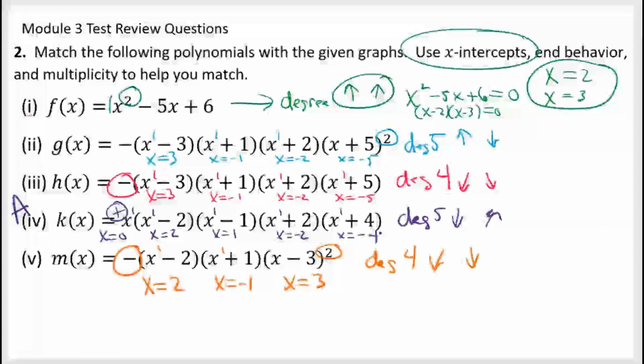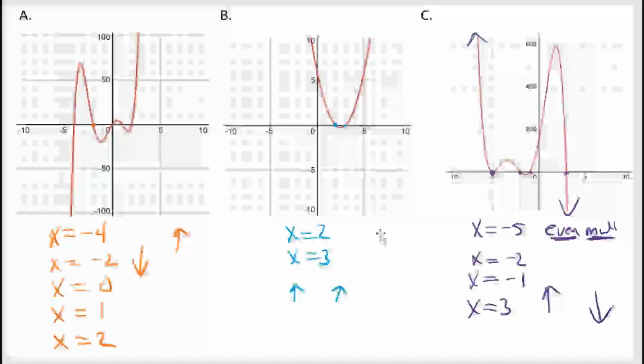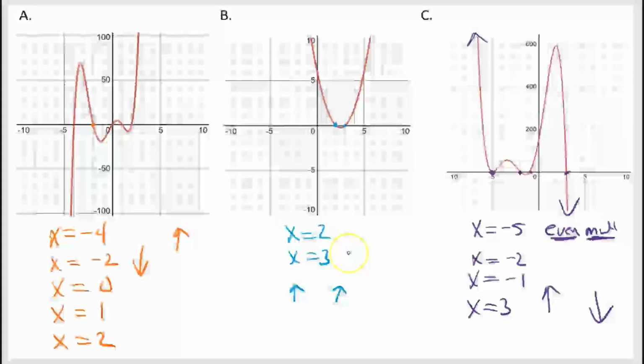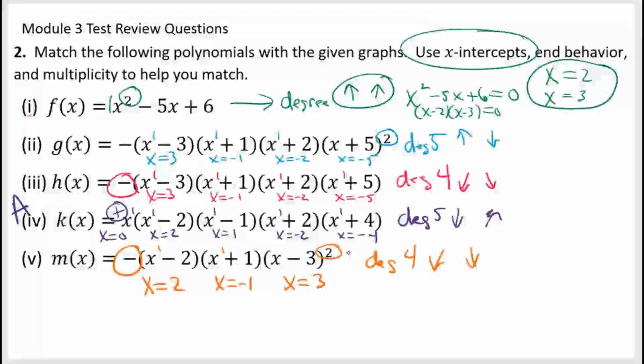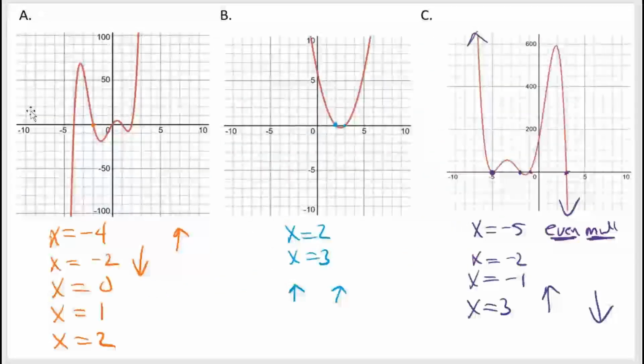Now let's look at graph B. Look, graph B has x equals 2 and x equals 3, and both sides are pointing up. And look, that's this one right here. x equals 2 and x equals 3, and both sides are pointing up. Everything else has got more zeros, or x-intercepts, than that. So that one's real clear that number 1 matches to B. I'm trying to move all my work around. There's B, okay? And then let's see if we can match C.